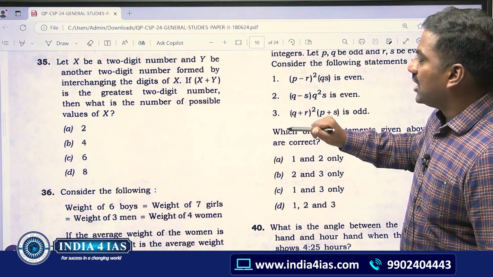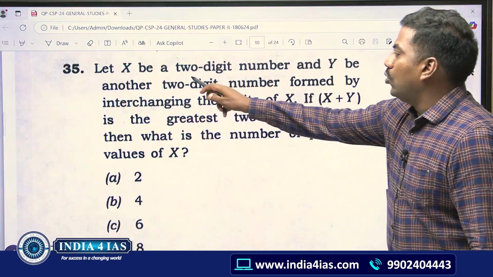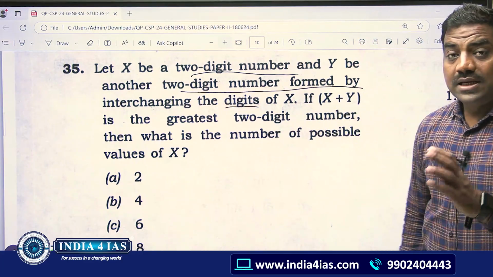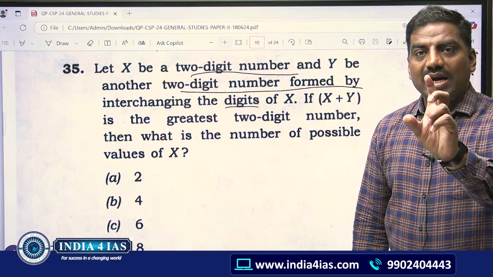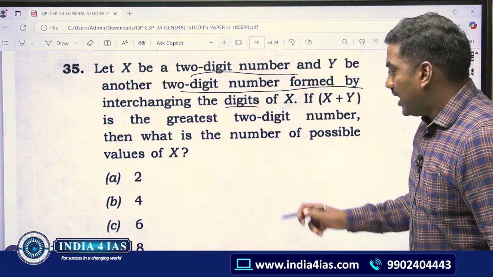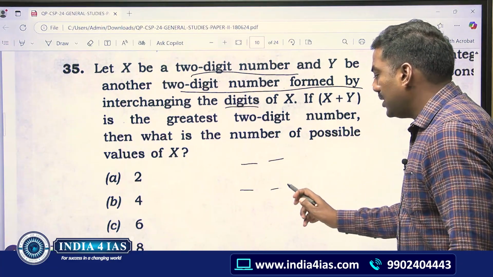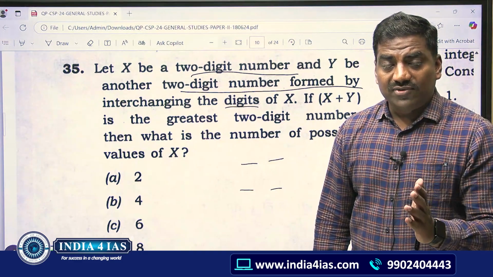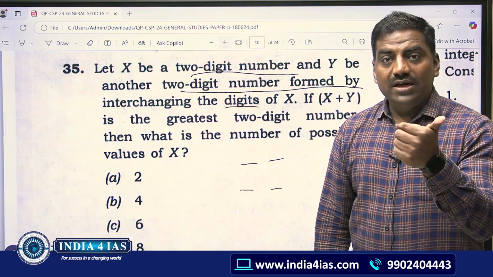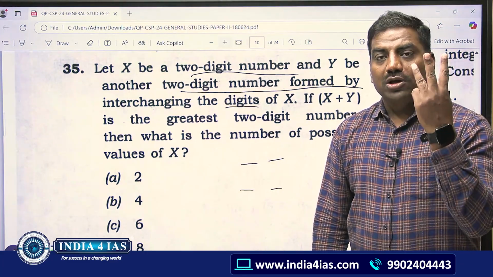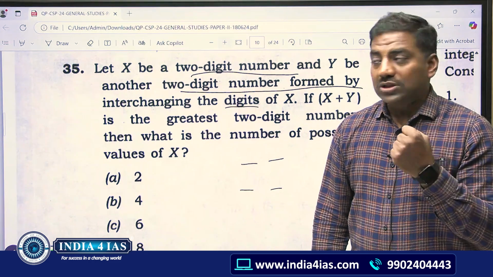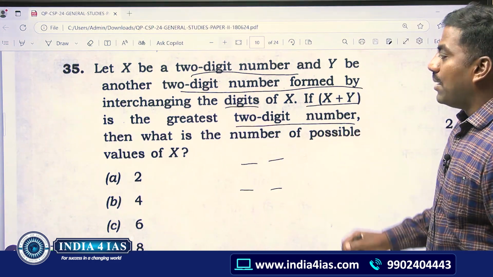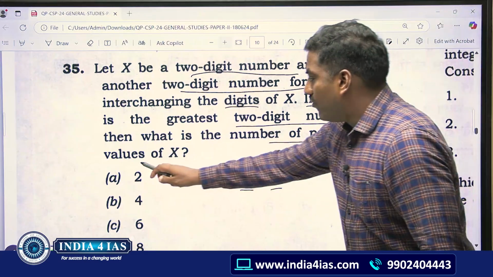35th problem. Let X be a 2-digit number and Y be another 2-digit number formed by interchanging the digits. This is a classical problem. You take a number and reverse it. Any 2-digit number you take and reverse it. We are getting at least 2 problems every year from this particular section. You have to be aware of this. This is part of number system. Interchanging the digits, either it is a 2-digit number or 3-digit number, we have to have a proper concept of it. If X plus Y is the greatest 2-digit number, then what is the number of possible values of X?